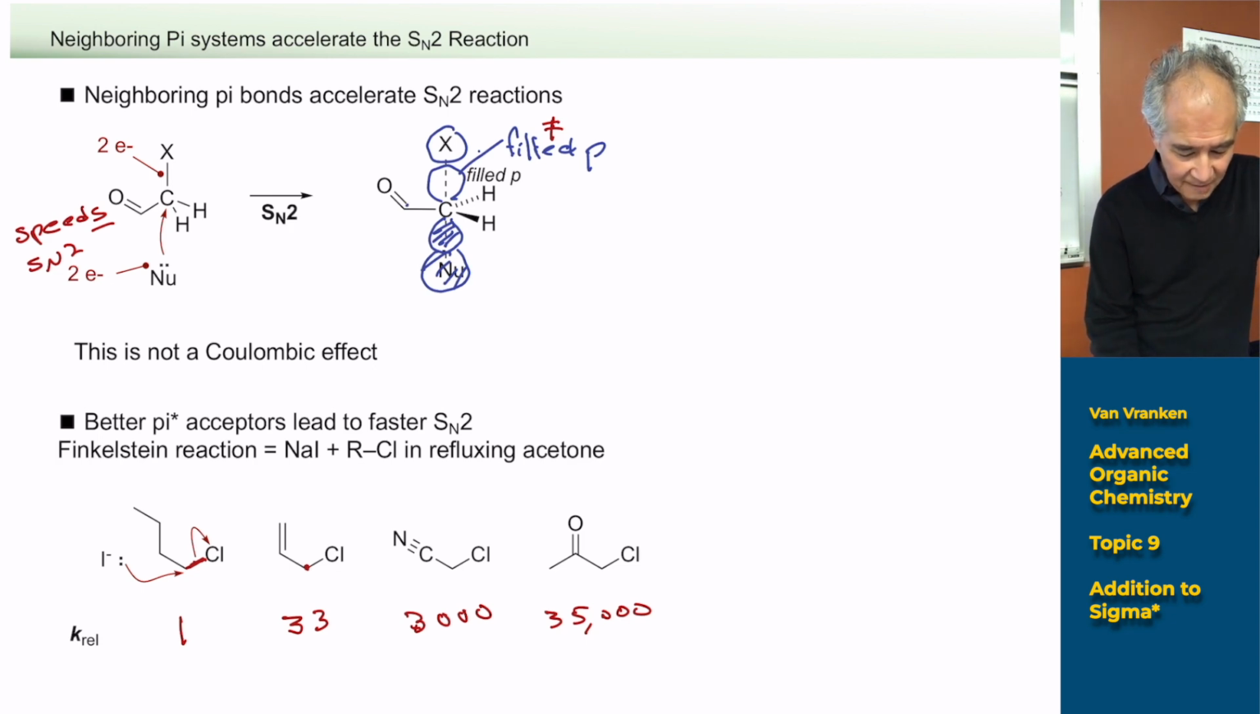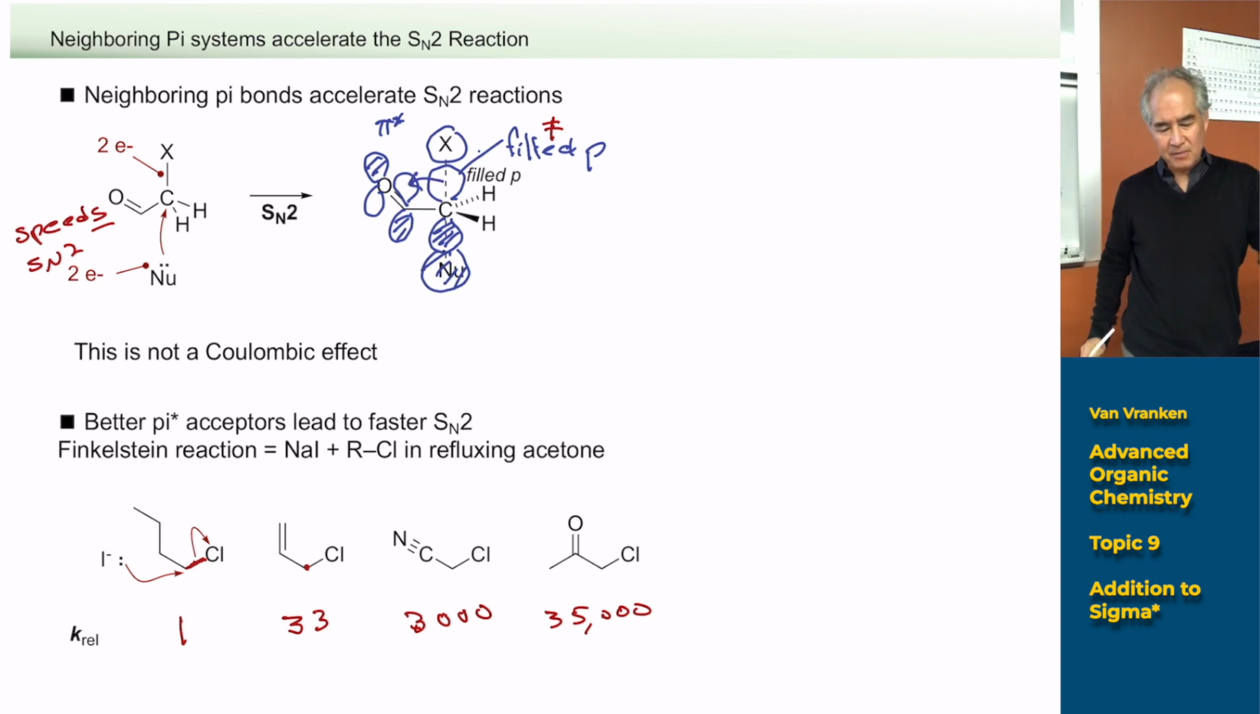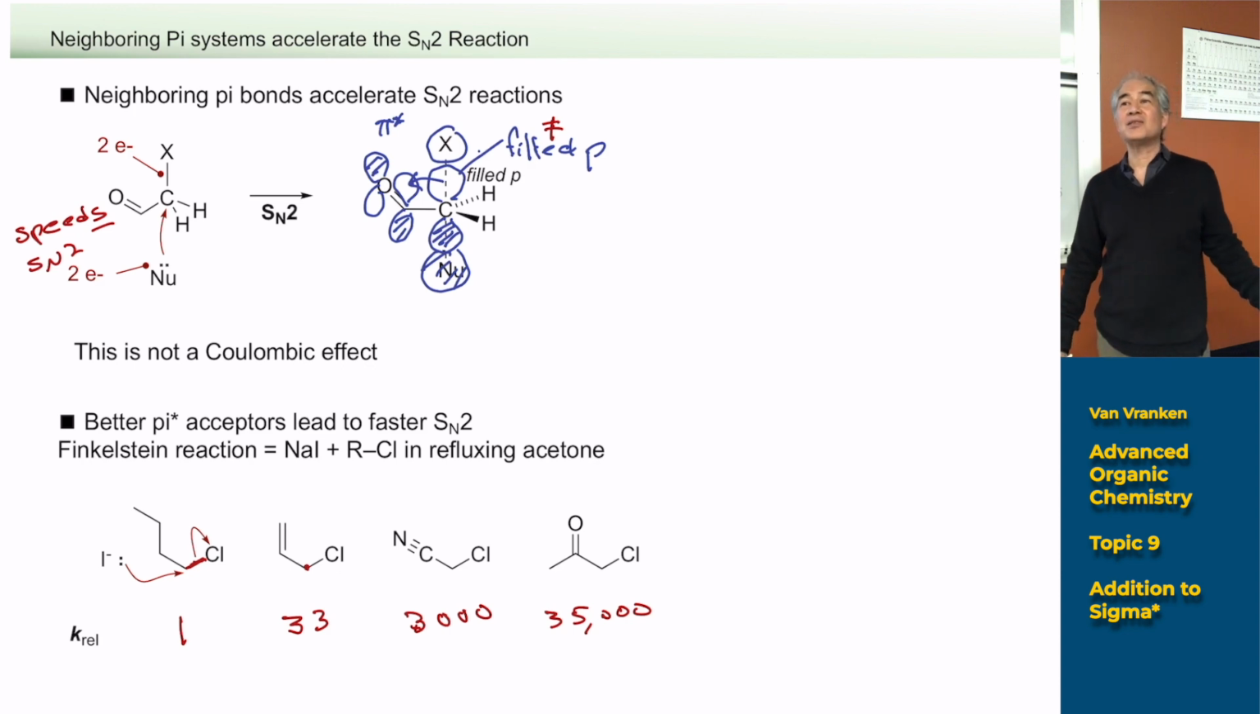And now you see the beauty of having a pi system next door. A CC pi, even better, a CO pi. Not just pi, but pi star. If you put a pi star acceptor orbital over here that's good at accepting electrons, now you can get donation in the transition state, from that p-like orbital into pi star. Alkenes aren't quite as good at that because it's not as easy to add to a CC pi, but it's better than nothing, right? So you even get a little bit of stabilization of the transition state, faster reactions, even with an allyl or benzyl group there. It's better than having no pi system next door.